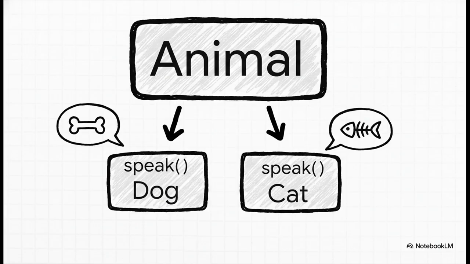Now, we create what are called child classes, like dog and cat, and they both inherit from our general animal. But here's the crucial part. Each one provides its own much more specific version of that same speak method. This is what we call method overriding. The child effectively replaces the parent's generic behavior with its own specialized one.